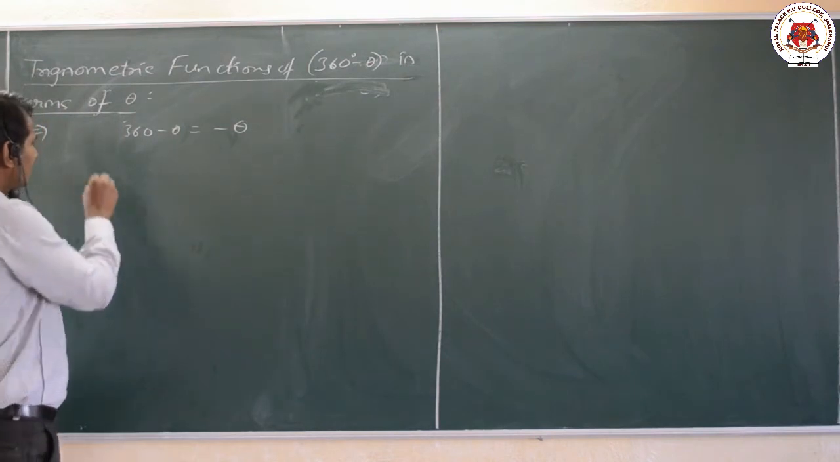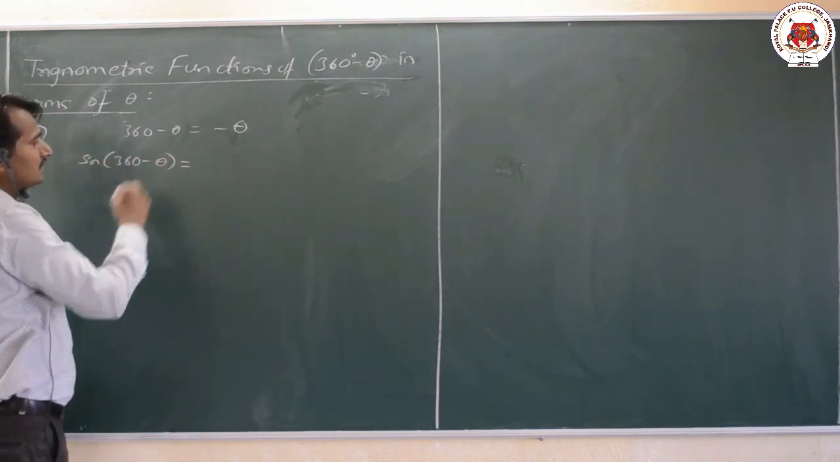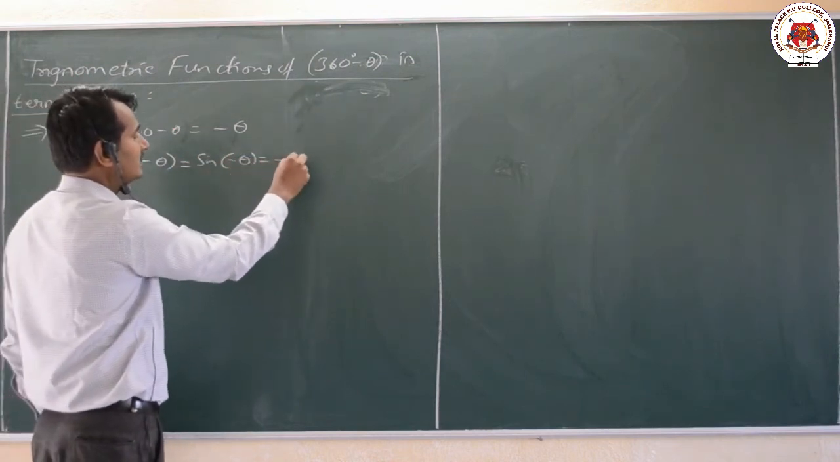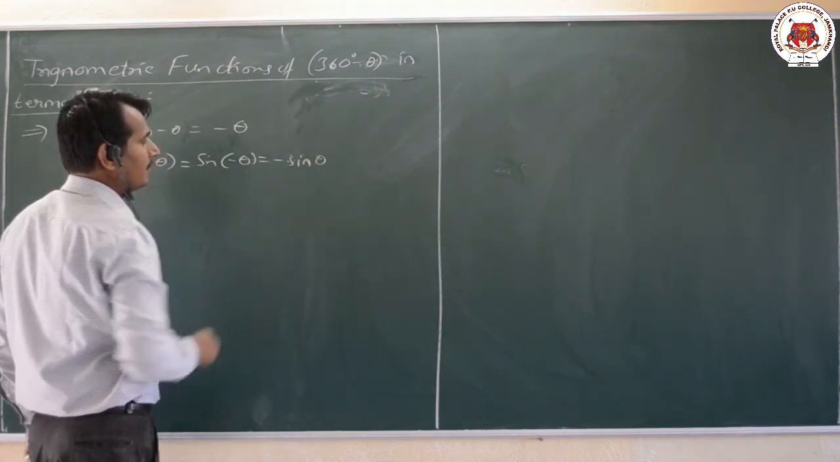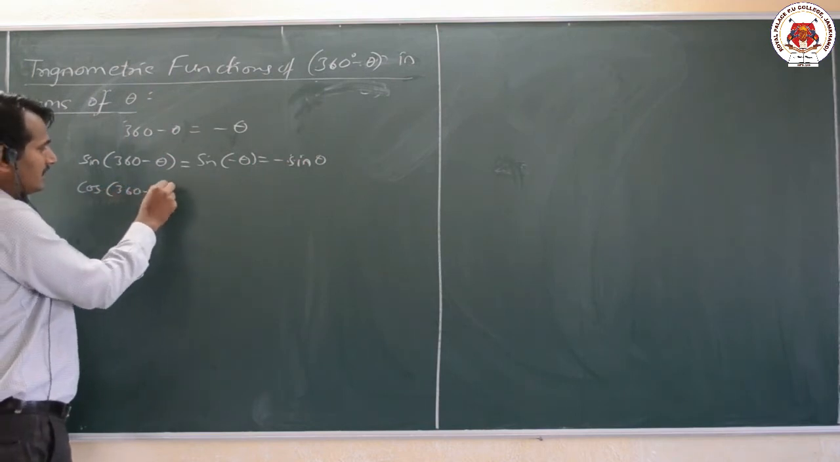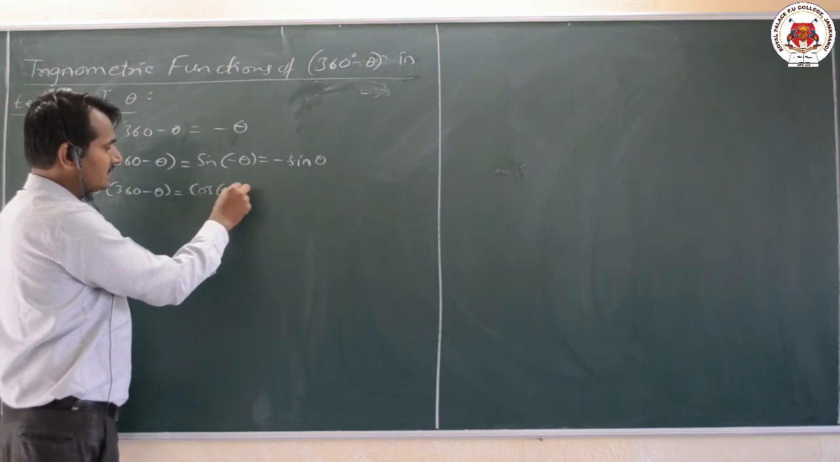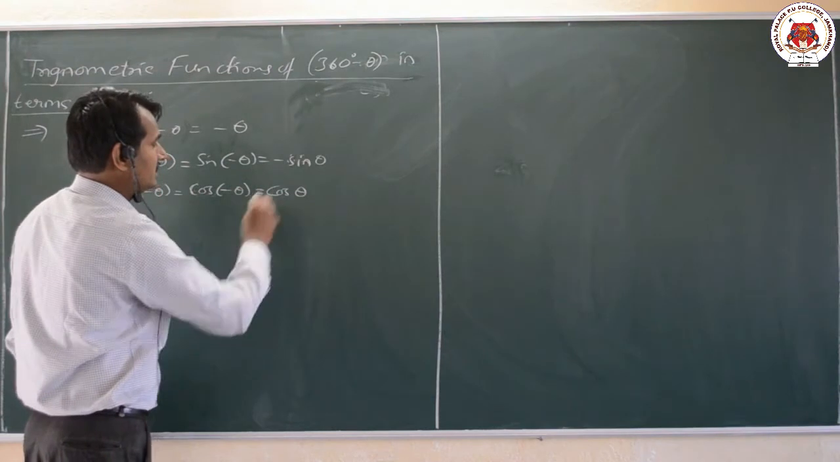Okay, now here, what is the value for sine of 360 minus theta? It is sine of minus theta. Sine of minus theta value is minus sine theta. Next one is cos of 360 minus theta, the value will be cos of minus theta. Cos of minus theta value will be, in the fourth quadrant, cos is positive. What we get here? That is cos theta.